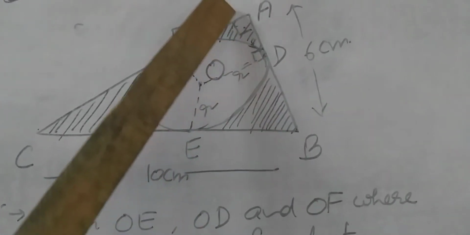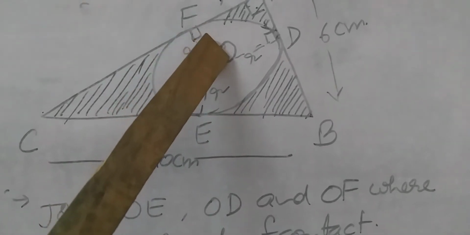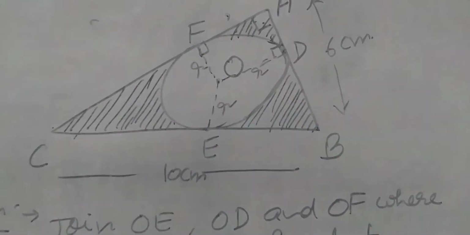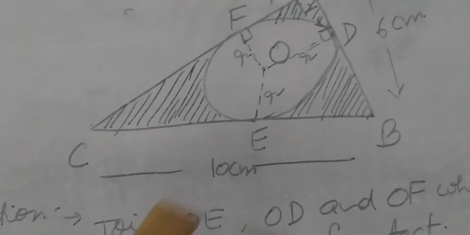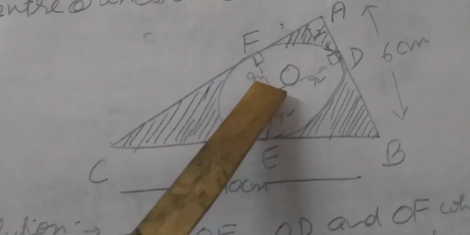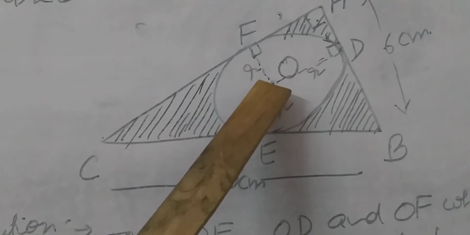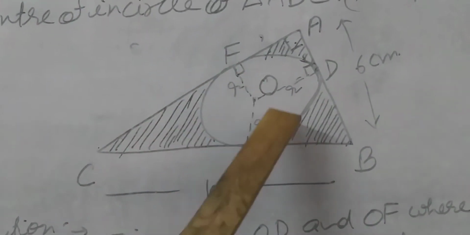So when 3 angles of a quadrilateral are 90 degrees, then angle O will also be 90 degrees. Correct? Because the sum of angles of a quadrilateral is 360 degrees. 270 degrees we have to subtract from 360. So we get that angle O is also 90 degrees. It means AFOD is a rectangle.